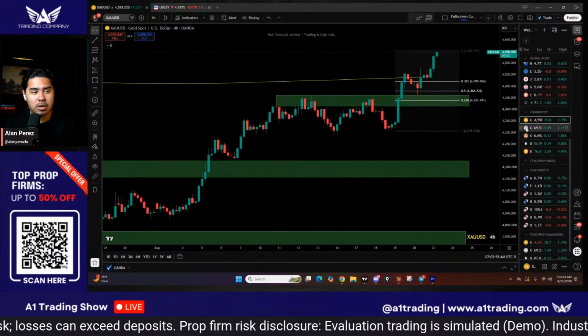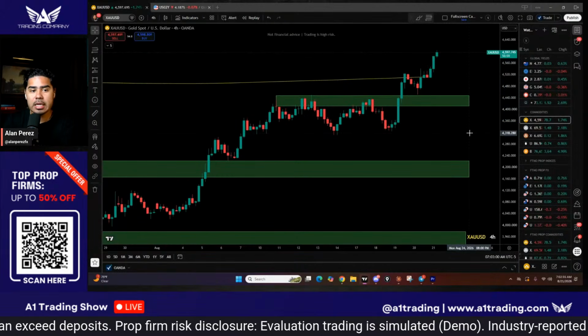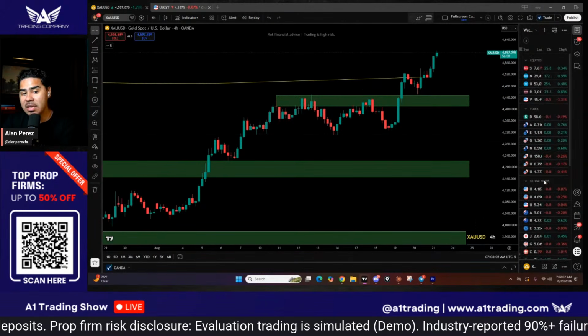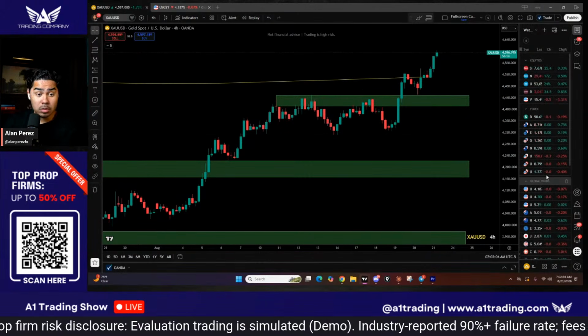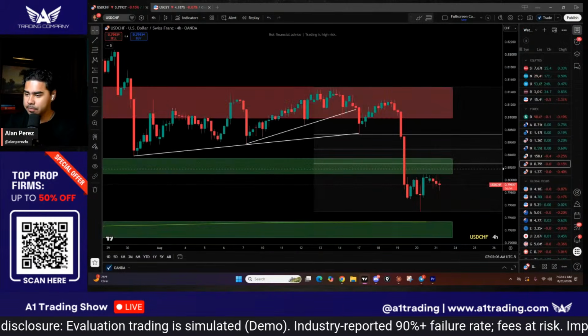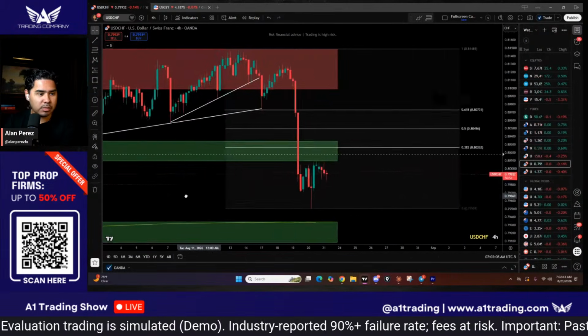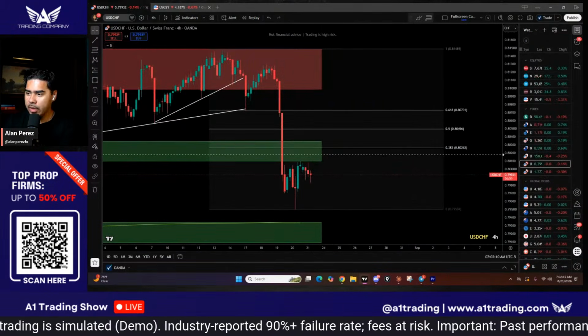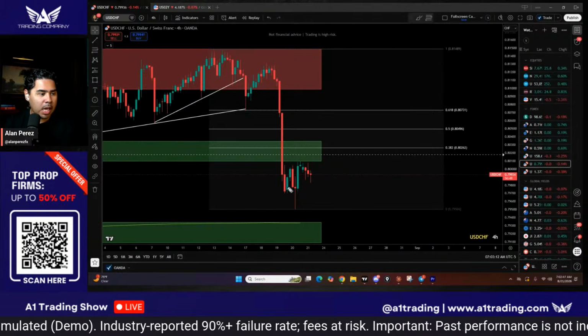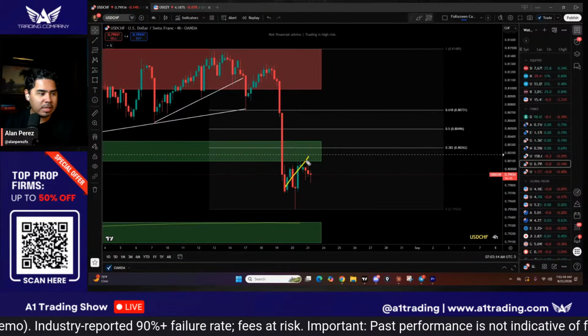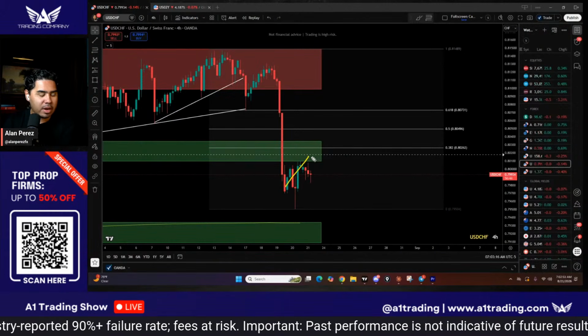There are other currencies or trade setups that I'm looking to take that may give me a pullback faster than gold. Dollar Swiss is one of them. In fact, dollar Swiss got very close to that 38.2% retracement. We pulled into here but didn't quite tap into that level. You can see I have an alert right there.